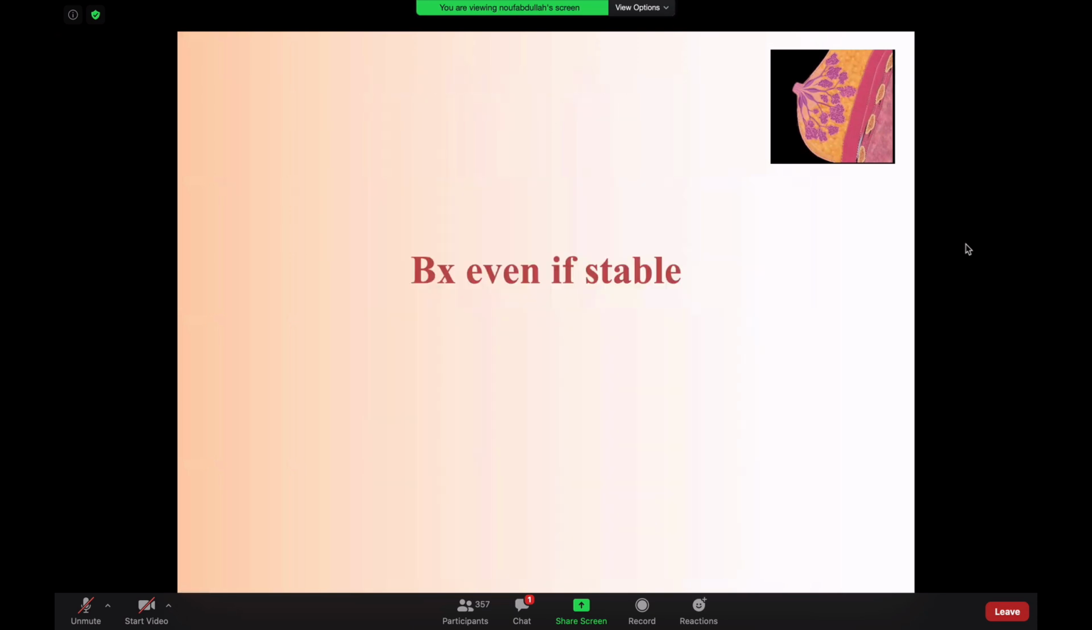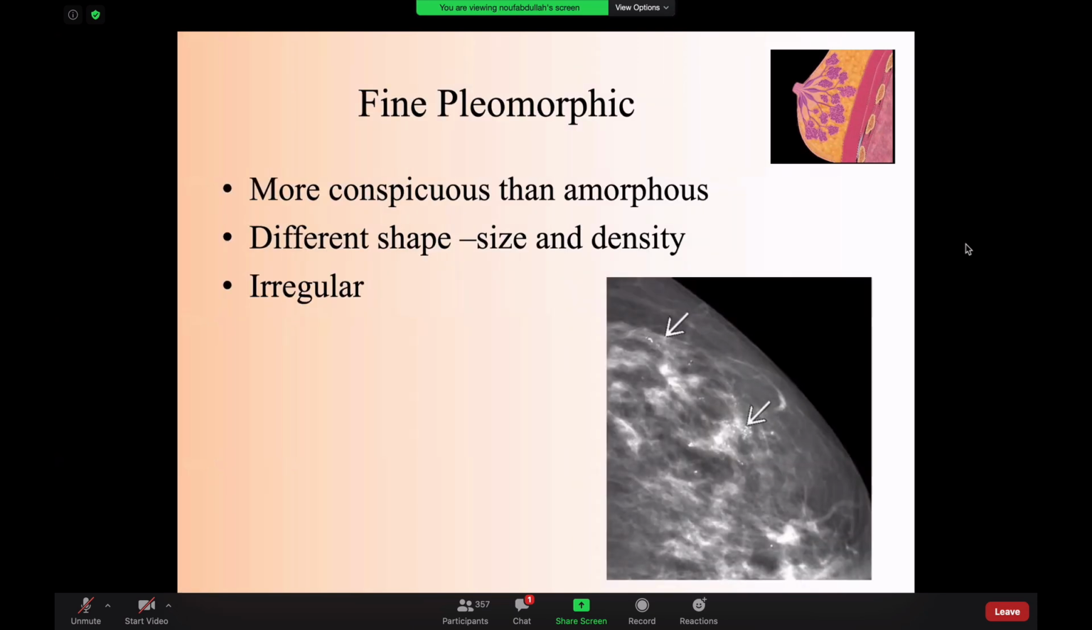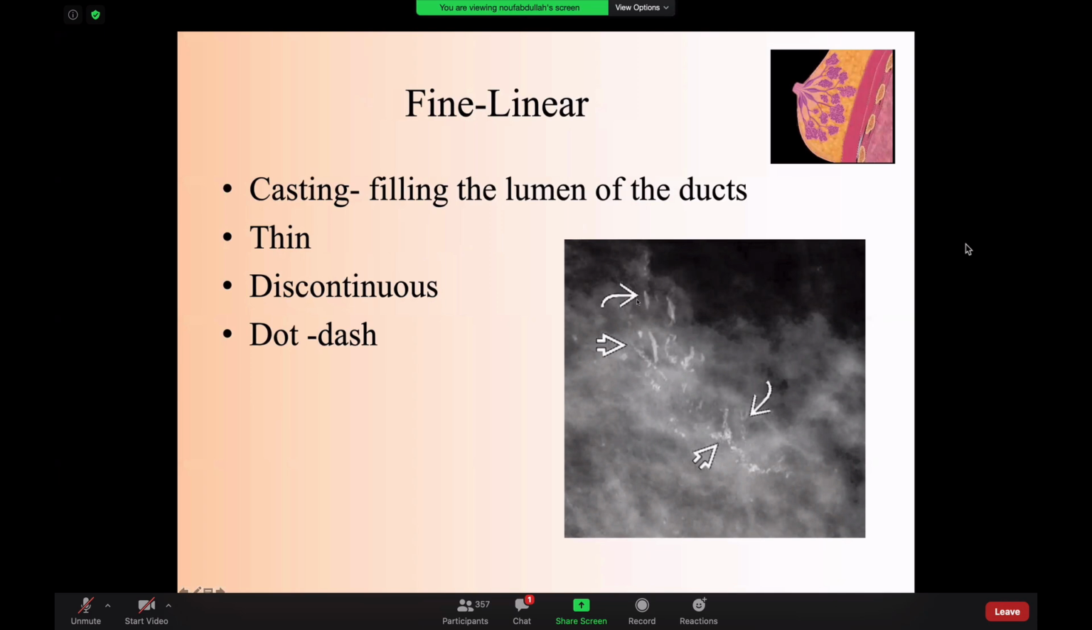So biopsy, even if it's stable. When you look here, these are grouped microcalcifications, some of them in a linear distribution. This is very suspicious for malignancy. It is associated with asymmetry and a possible spiculated lesion. You need to biopsy.